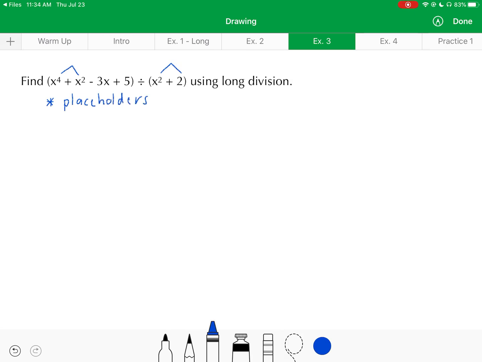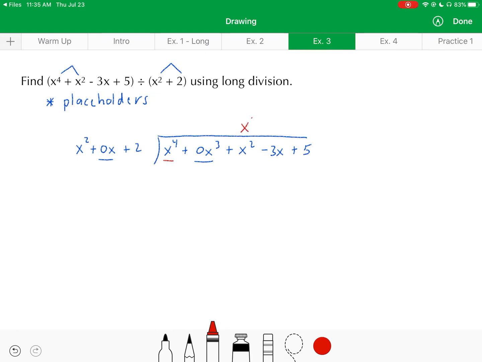All right, so here's going to be my setup. The divisor needs to be written as x squared plus 0x plus 2. So this 0x is considered a placeholder. And then my dividend needs to be written as x to the 4th plus 0x cubed plus x squared minus 3x plus 5. So the 0x cubed is also a placeholder.